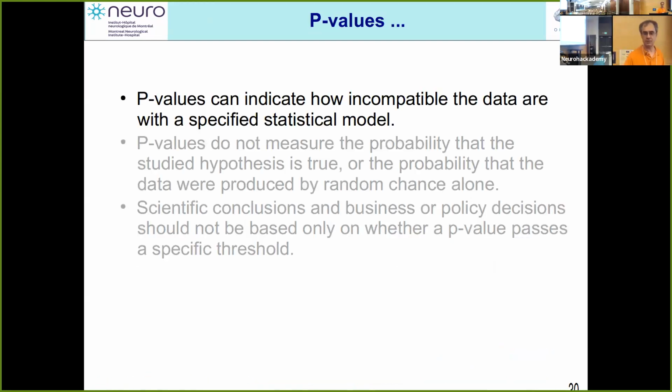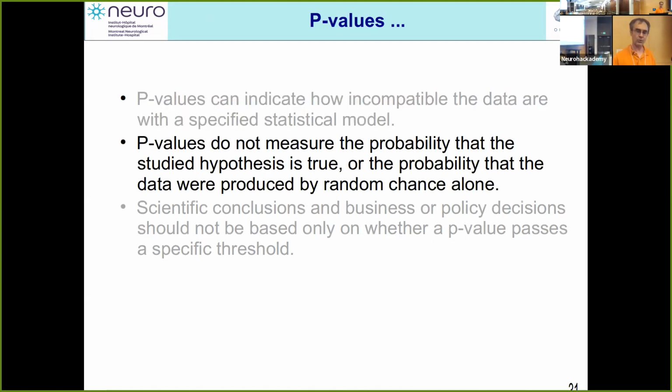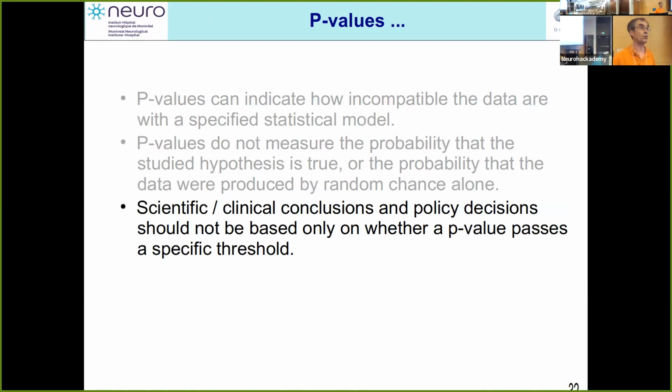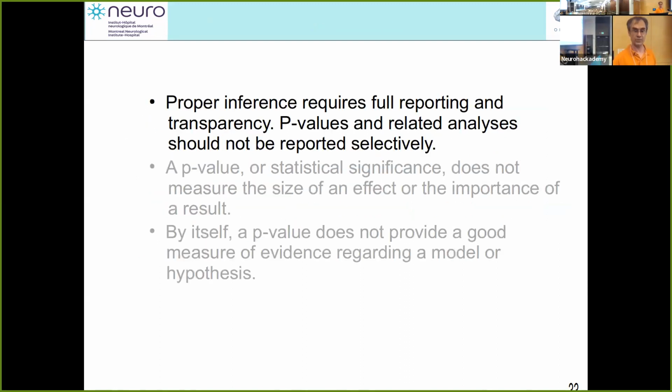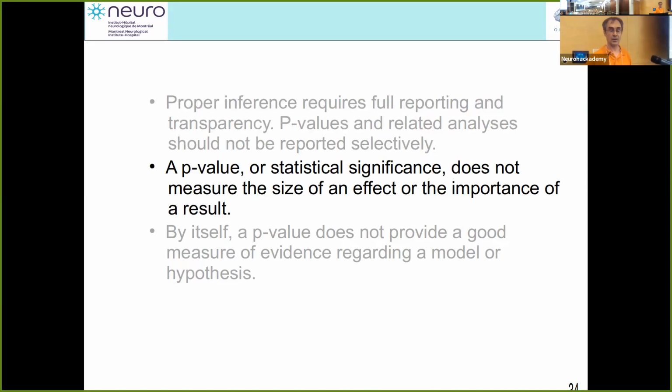All right, so the p-value can indicate data incompatible with the statistical model. It does not measure the probability of a hypothesis. We've seen that, and the scientific or clinical conclusion should not be based on those values. And if you really want to do a proper inference, you really have to report everything. That's another problem, that not everything is reported.